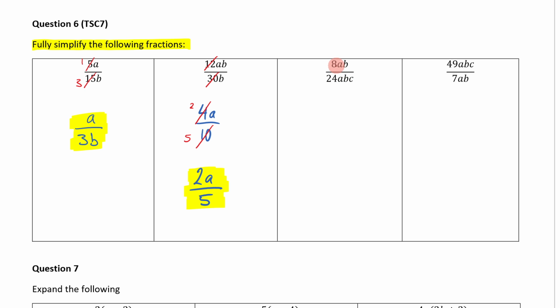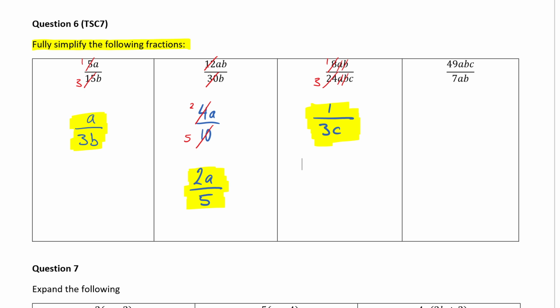We've got 8ab over 24abc. Well, the a cancels with the a, and the b cancels with the b. Now I've got 8 and 24, both of which are divisible by 8. 8 divided by 8 is 1, and 24 divided by 8 is 3. And now we have to think to ourselves, all right, what have I got left up the top? I've still got a 1 up the top. And then, actually, let me do this in blue. We're not animals, people. We need to keep some color coordination here. We've got 1 up the top. I've got 3 down the bottom. And I've also got this C there as well. So my answer will be 1 on 3C. Let's highlight that.